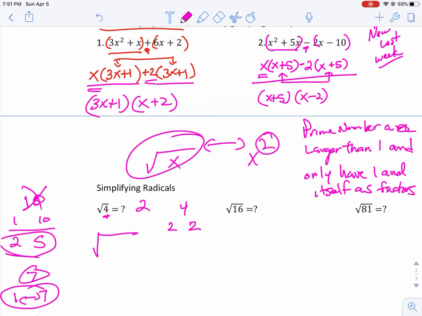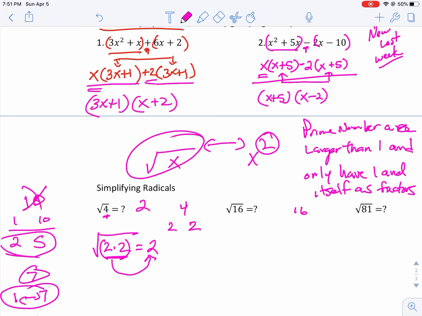So, this 4 can be rewritten as 2 times 2. Anytime you have a pair, the pair being multiplied undoes the radical, so it just becomes 2. You can take a pair and turn it into one of the numbers on the outside of the radical. Inside it has to be 2 of them, okay?